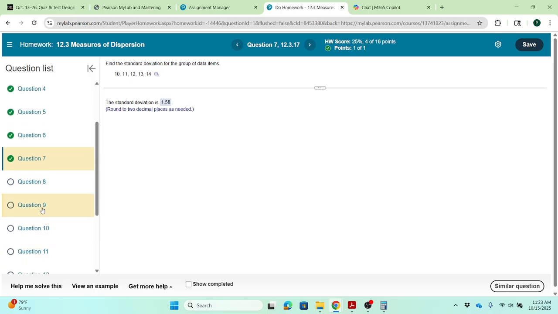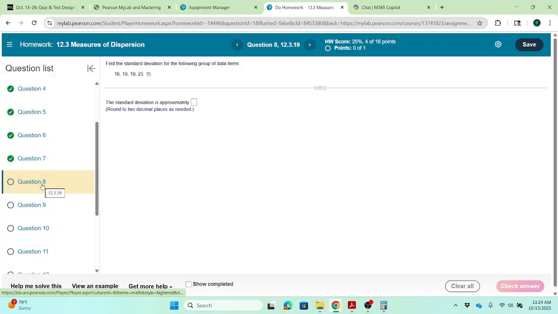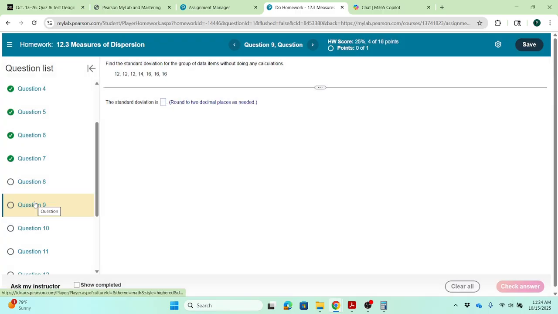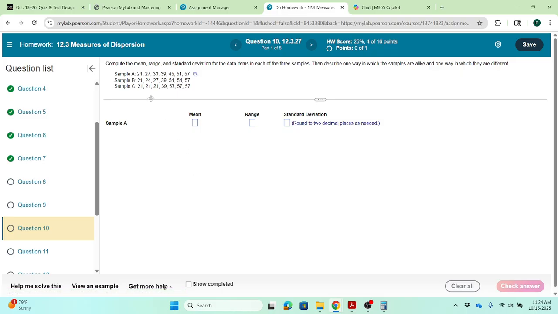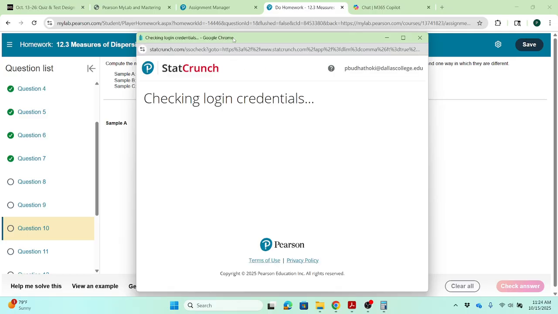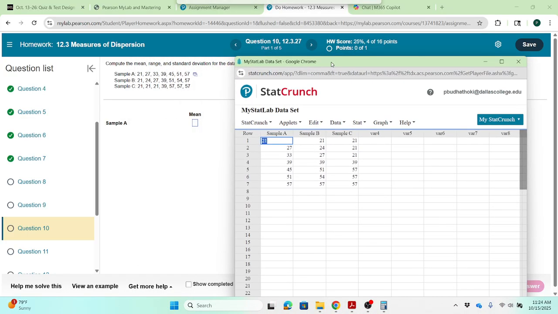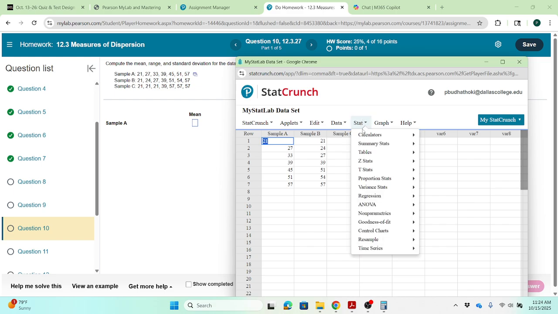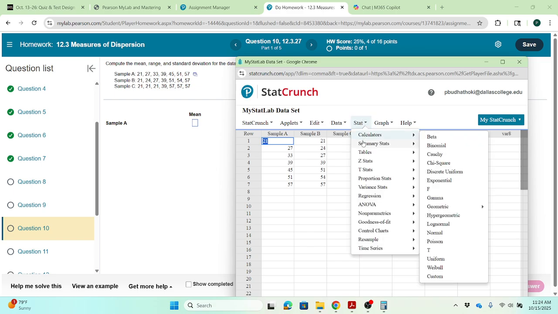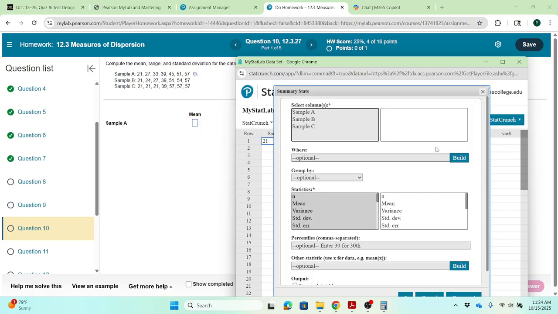I'm going to show maybe a little bit bigger problem. Okay, so here, because there are 3 different data sets and we need to find the mean, range, and the standard deviation, I'm going to use StatCrunch for this. So go to Stat, Summary Stats, Columns, and take the first column.